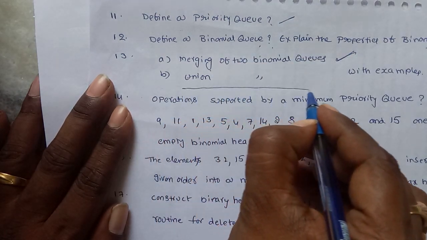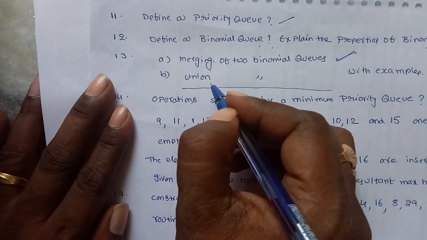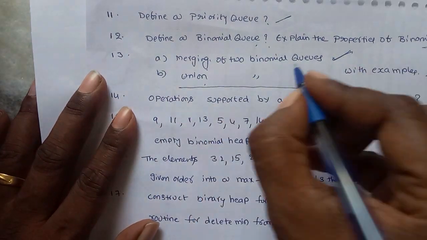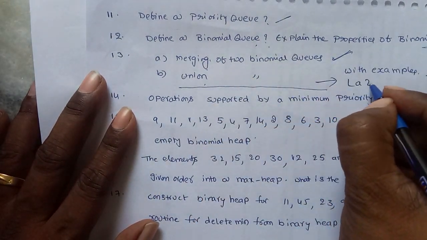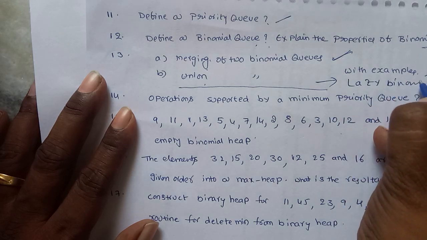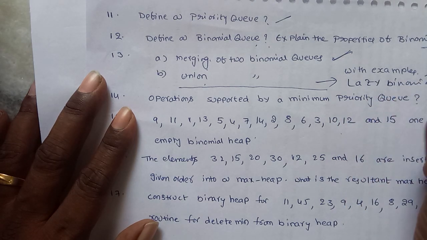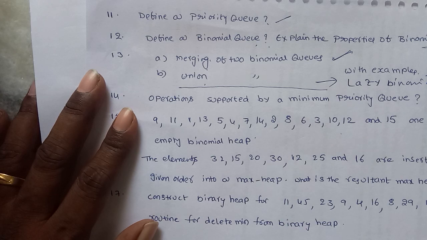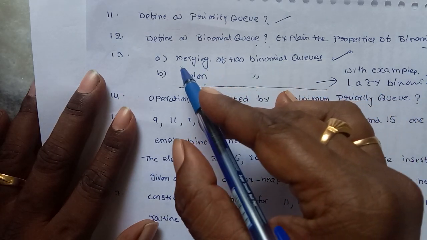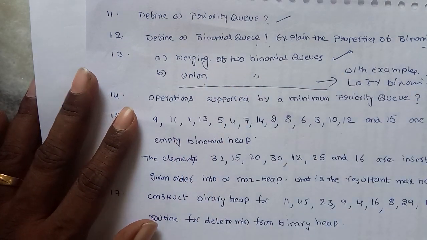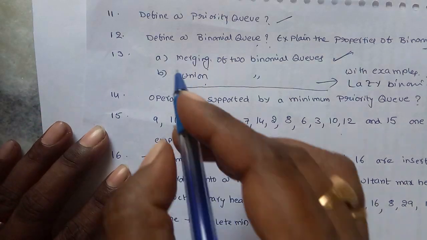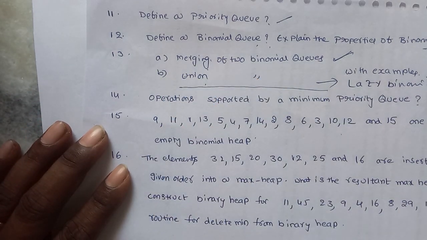And this union of two binomial queues. What is the difference between merging and union? Union means it is a lazy binomial queue. Union means the lazy binomial queues. Simply concatenate both the binomial queues. The next one is, so this is also completed.